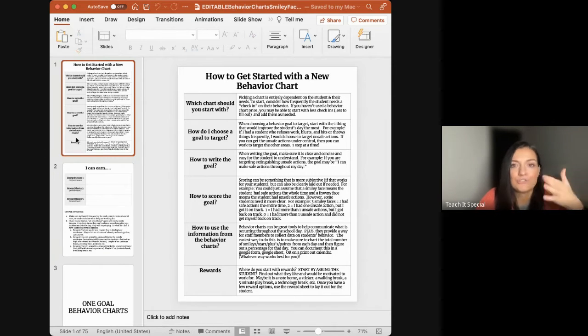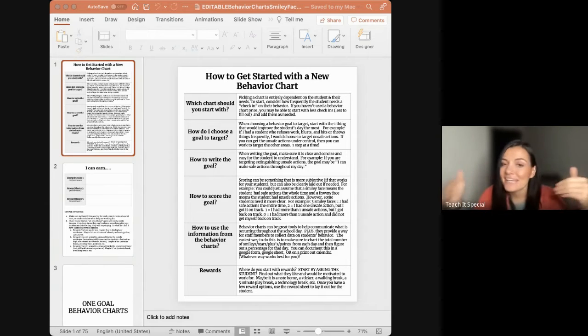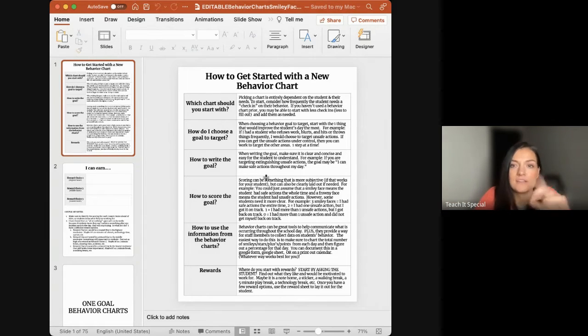Like I said, how do you choose a goal to target? Think about what is the one thing that would make the biggest difference if that student could get it under control, whatever it is. Eloping, work completion, safe hands, safe feet, swearing. Identify that, and that's what you're going to focus on first. Now, with these behavior charts, there is a choice to focus on two different things. So you could focus on one goal and another goal. But I would say rule of thumb, start with one. If you think you can handle two, go ahead and do two. But I always start with one.